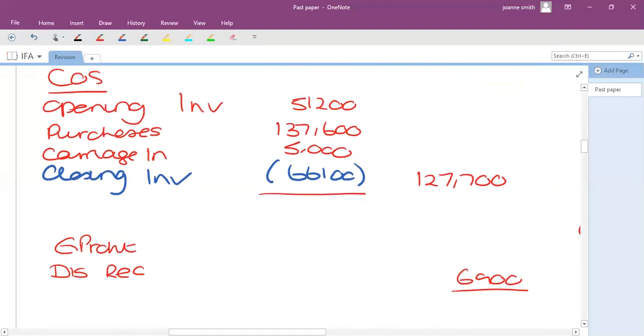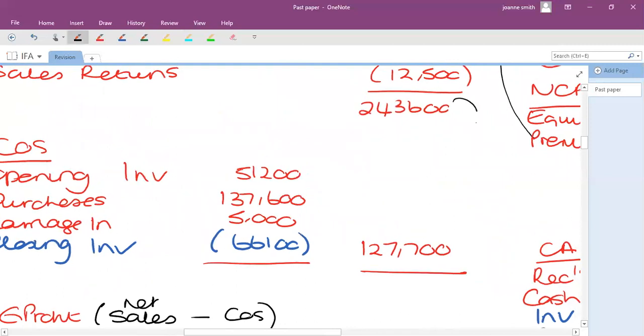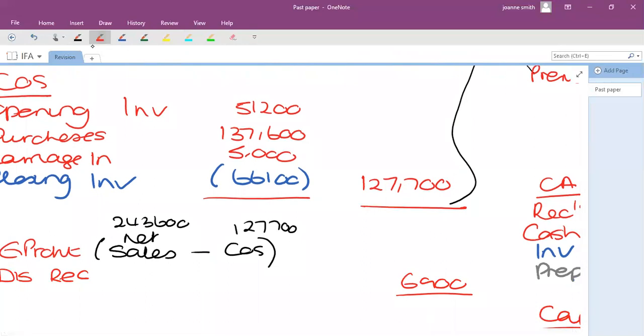Now some people show it as a bracket. You don't have to, but what you do need to know is that when you're working out gross profit, it's your net sales minus your cost of sales. So it is actually these two figures here. So it's your 243,600 minus your cost of sales. So if you net those two off, you will get a gross profit of 115,900. So gross profit means trading profit.